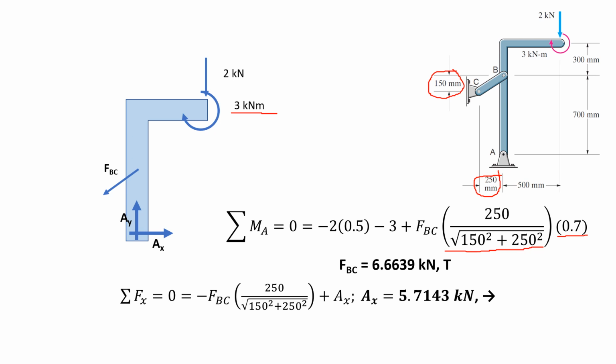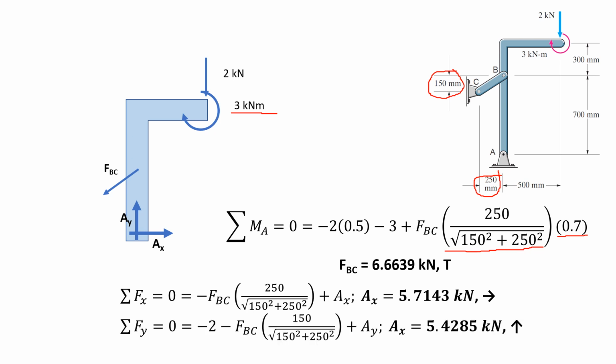And then, we sum forces along X to get AX. So AX is 5.7143 kilonewtons to the right. And lastly, we sum forces along Y to get AY. And AY, I'm sorry, this is a typographical error. That should be AY. AY is 5.4285 kilonewtons upwards. Okay? So that would be for this part of the lecture.